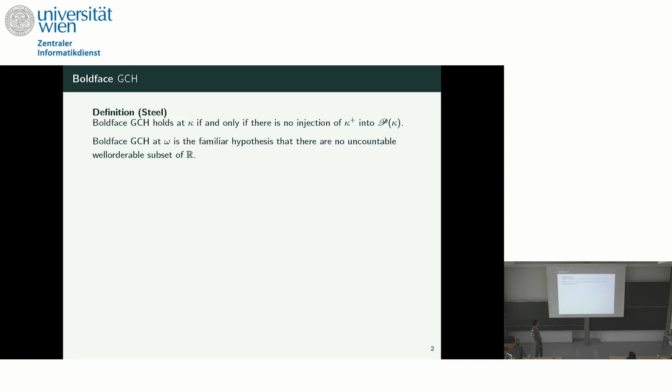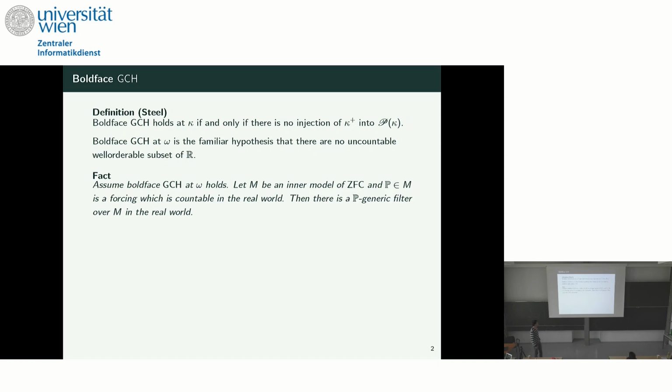Perhaps one of the most important consequences of Bothe-phase GCH at omega is this result that everyone sees when they first learn forcing. If Bothe-phase GCH at omega holds, and you have an inner model of ZFC and a forcing in that inner model which is countable in the real world, then in the real world you can find a P-generic filter for that forcing.